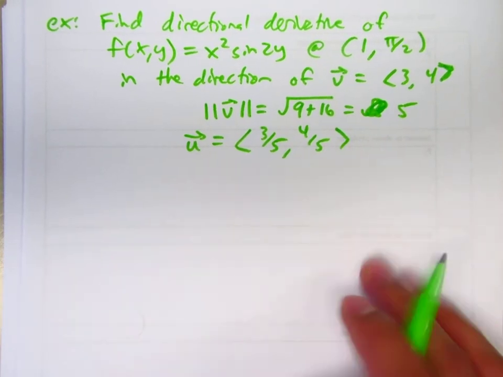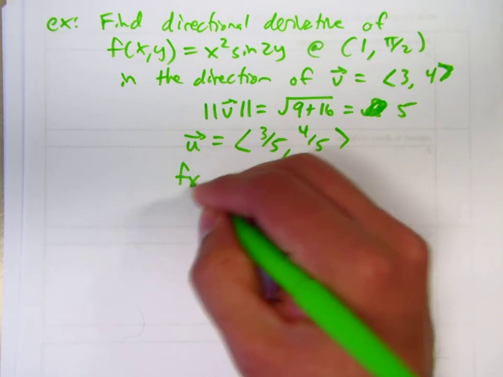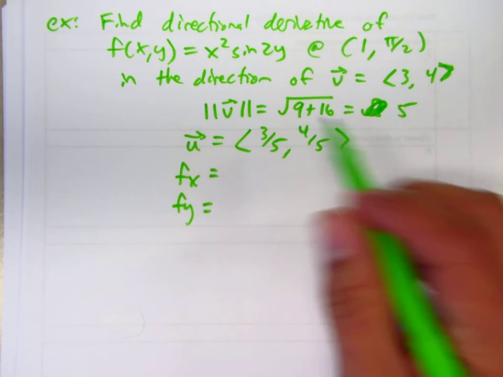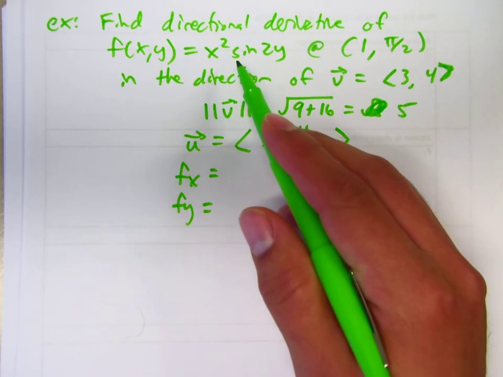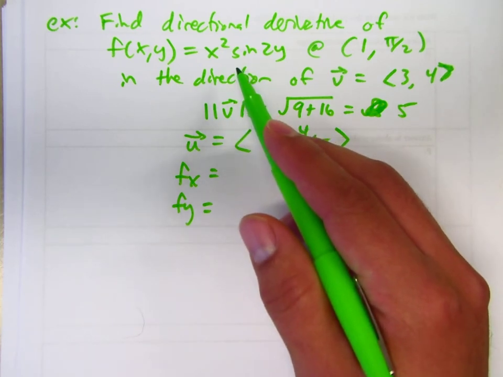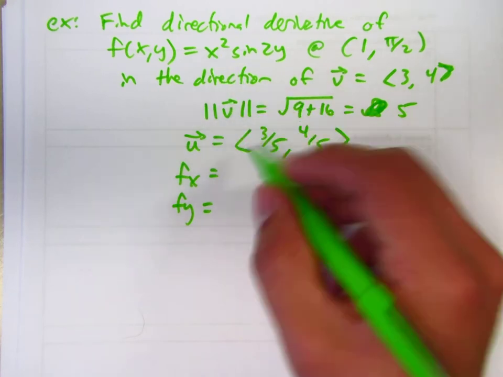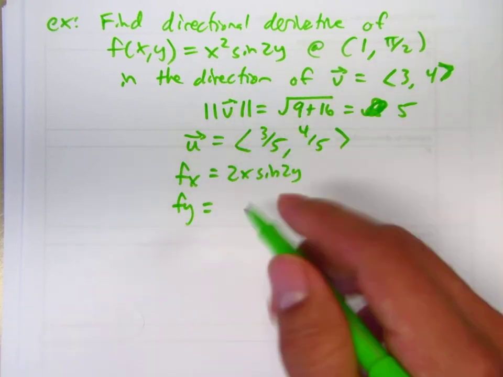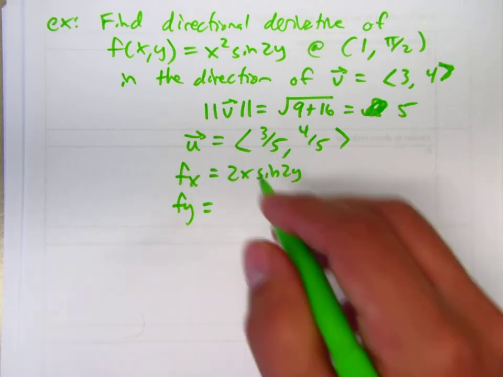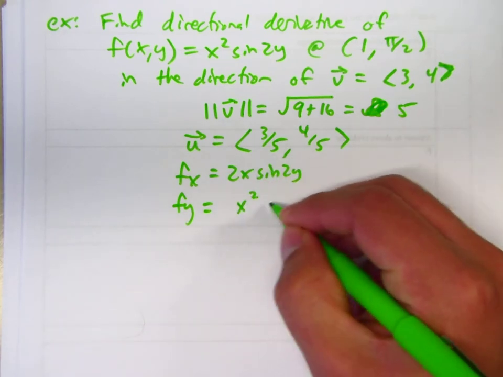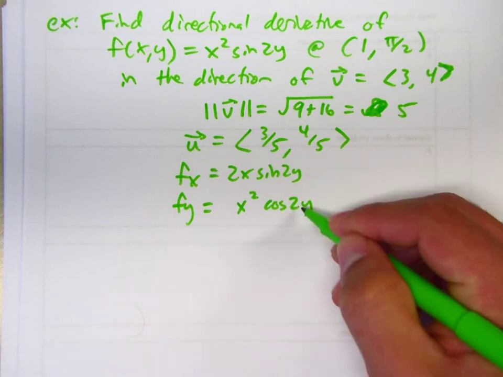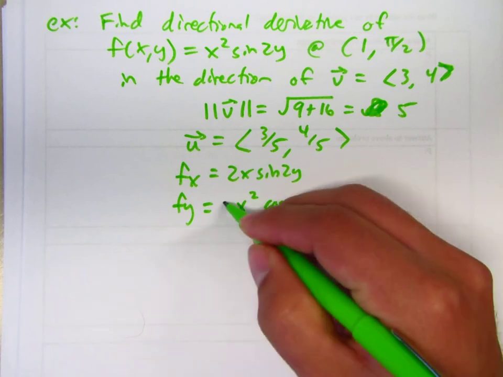There it is. And of course, just like in the previous example, we're going to need our partial derivatives with respect to x and y. So if we go back up here, the partial derivative with respect to x would just be 2x sine 2y. And with respect to y, we're going to do x squared, and then sine becomes cosine 2y, and then don't forget we got to do the chain rule here, so the derivative of 2y is going to be 2, so we pull that 2 out in front.